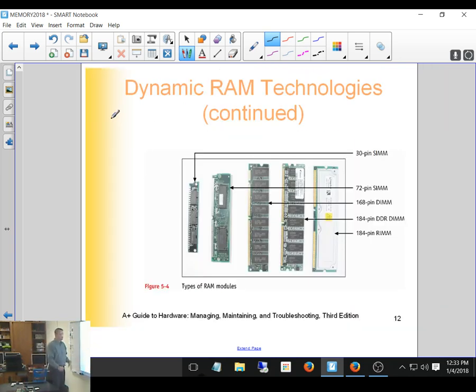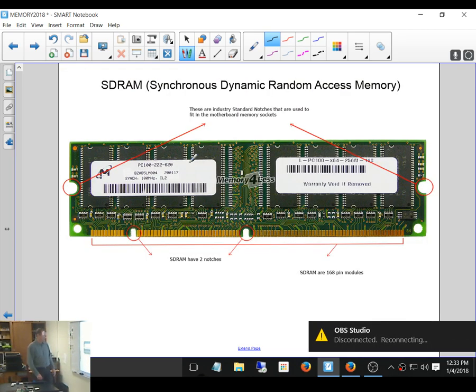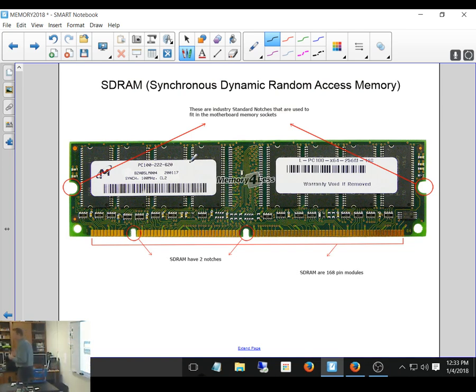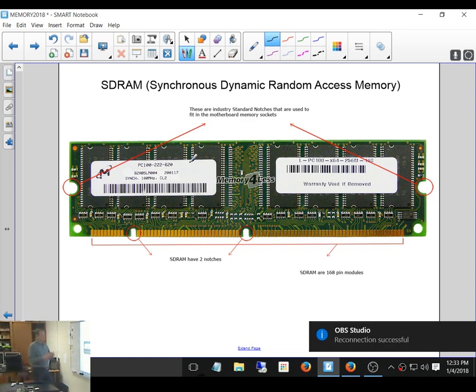So memory evolved from way back to the first RAM that I ever used on a PC, which was a SIMM, a single inline memory module, up to the DIMMs of today. Specifically, the ones we're going to talk about are called SDRAM, or Synchronous Dynamic Random Access Memory. Everything that's in production today is a version of SDRAM, and this is the oldest and first version of SDRAM.